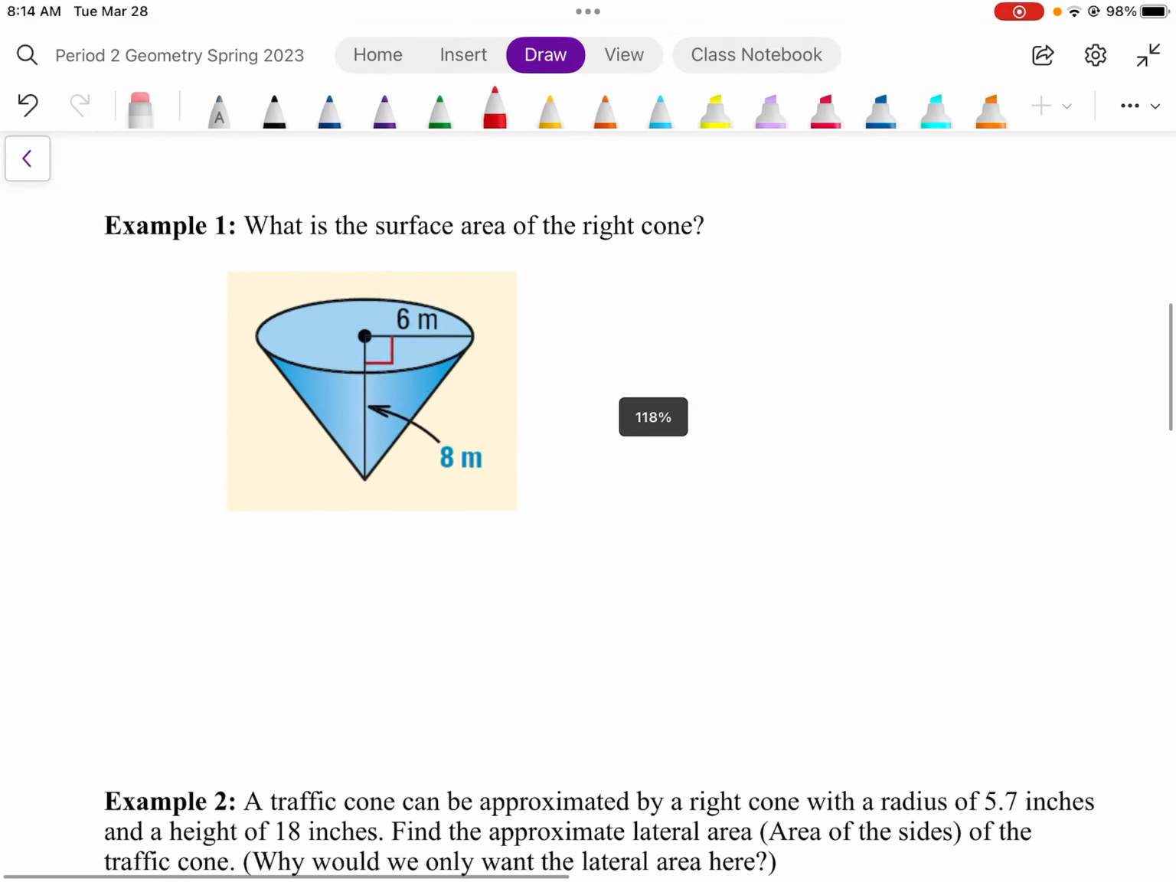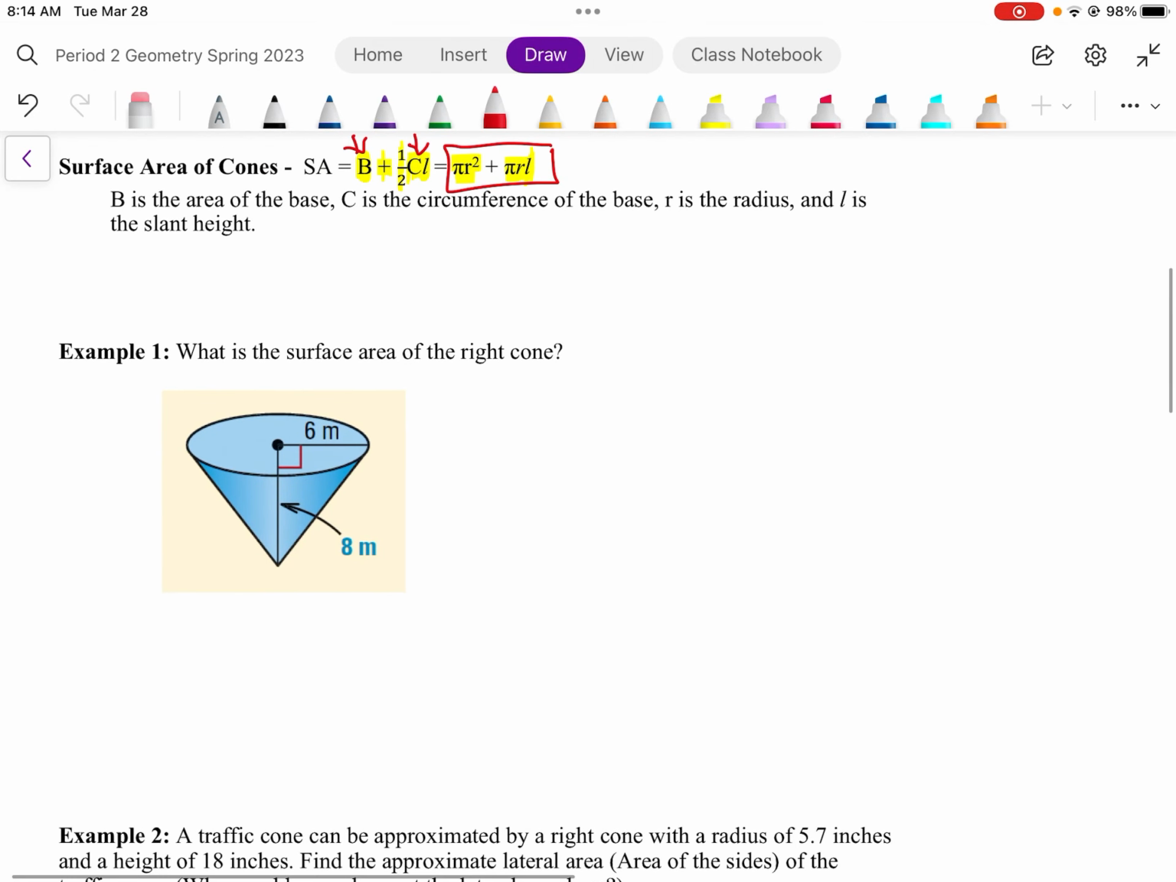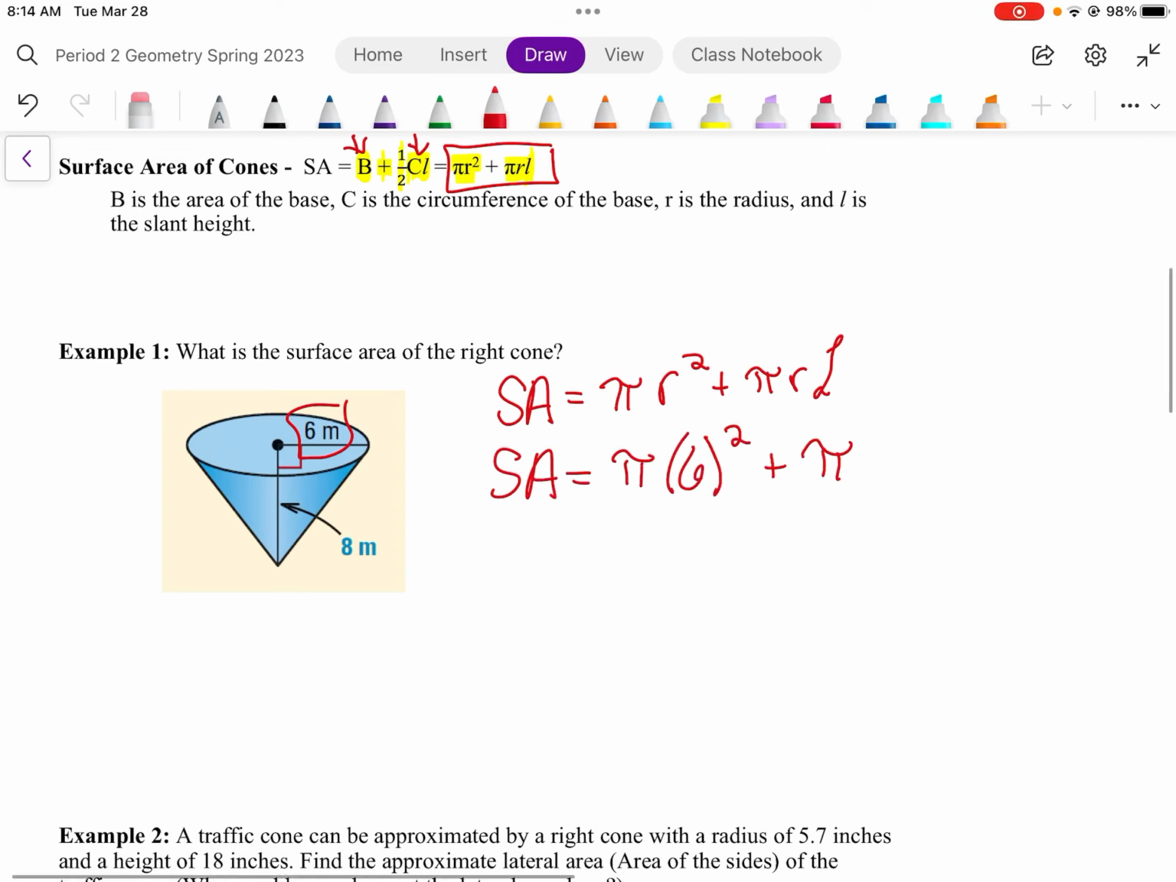Okay, so for the first one, what is the surface area of the right cone? We're going to start with the formula. Surface area is pi r squared plus pi r l, which is, again, the slant height. They give us the radius is 6, so we can plug that in right away. So we're going to have pi 6 squared plus pi times 6. Then we need the slant height, which again is the distance going slanted on your cone.